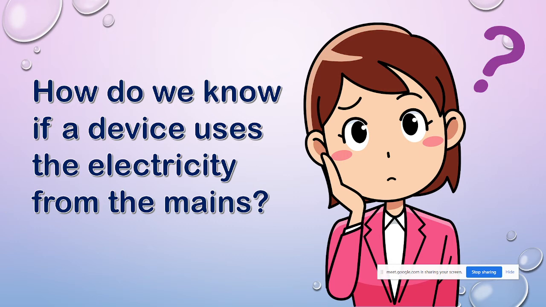Fan? And air conditioner. Yes. What else? Air conditioner. Yes. Now, how do you know if a device uses the electricity from the mains? How can you know if it's the mains that you are using?